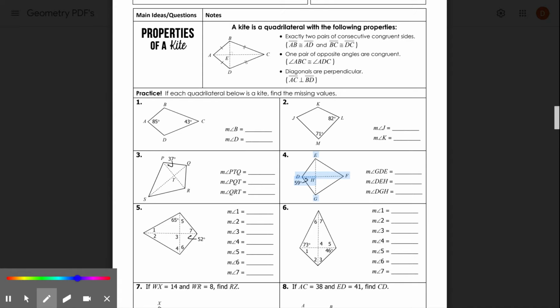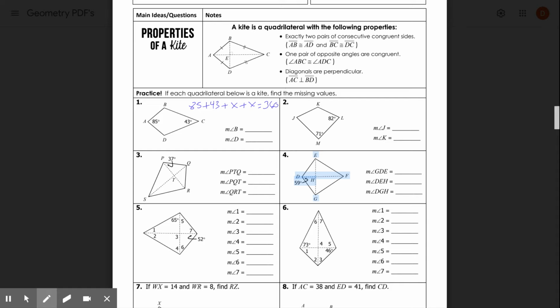And we're going to find the missing angles here. So we have angle A at 85 degrees and angle C at 43 degrees. So we need to find the measure of angle B and the measure of angle D. One thing that you need to remember is that in a quadrilateral, all the angles add up to 360 degrees. So we know that B and D are the same. So we can say, okay, 85 plus 43 plus x is going to have to equal 360.